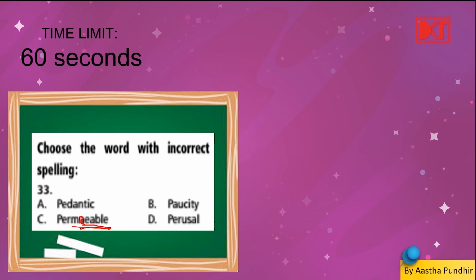Now here these might be new to you. Pedantic refers to someone who is very firm with details or rules. Paucity is the lack of something, like paucity of water, which is the lack of water. Then we have perusal. Perusal is the action of examining something, reading something and analyzing something.